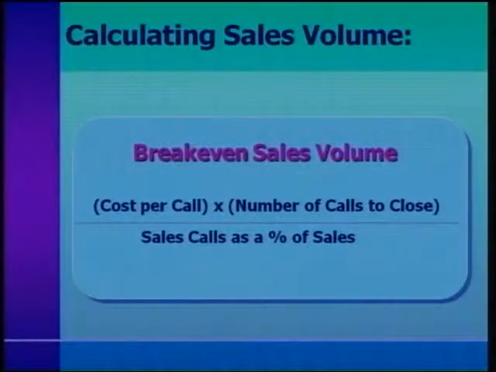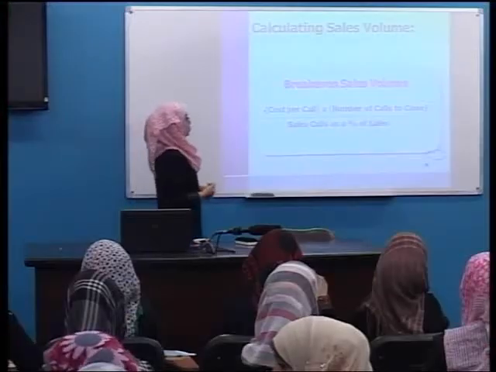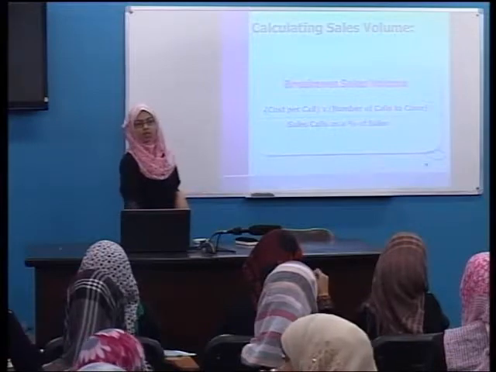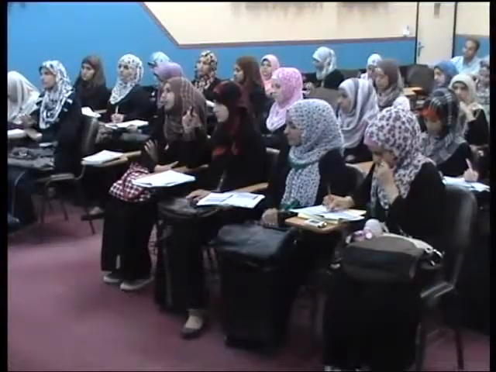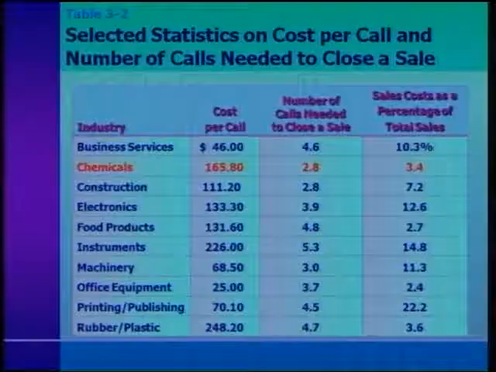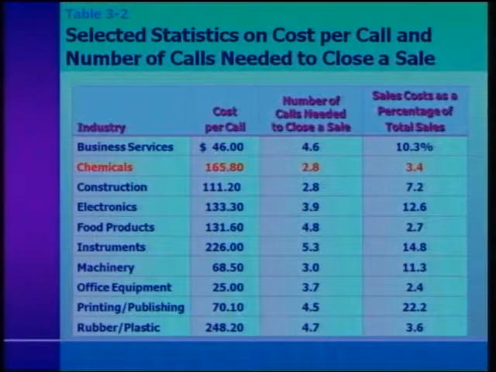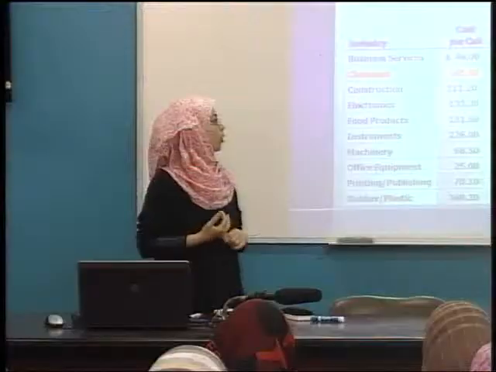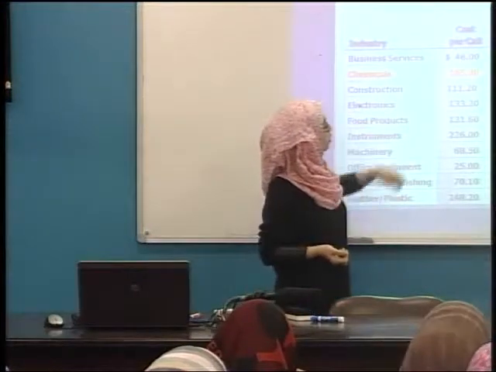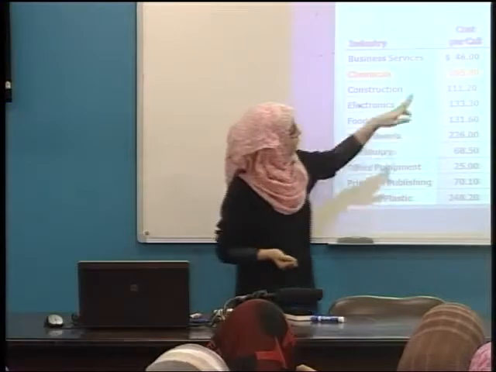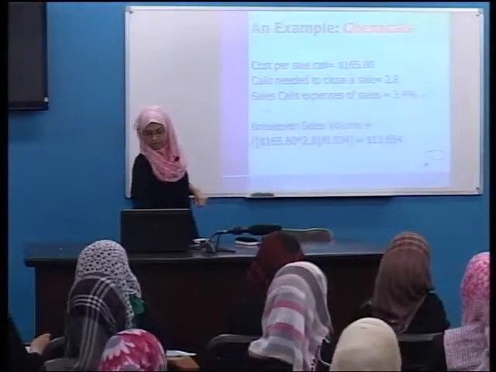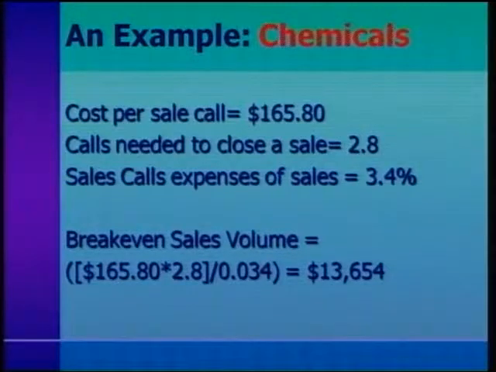Okay, we have an equation to calculate the break-even sales volume. It's cost per call multiplied by number of calls to close, divided by sales calls as a percent of sales. This equation is very essential. Here we have examples. Dr. Wessim explained how we calculated the cost per call in the previous example. Here, for the chemicals industry, the cost per call is $165.8, the number of calls needed to close a sale is 2.8, and the percentage is 3.4%.